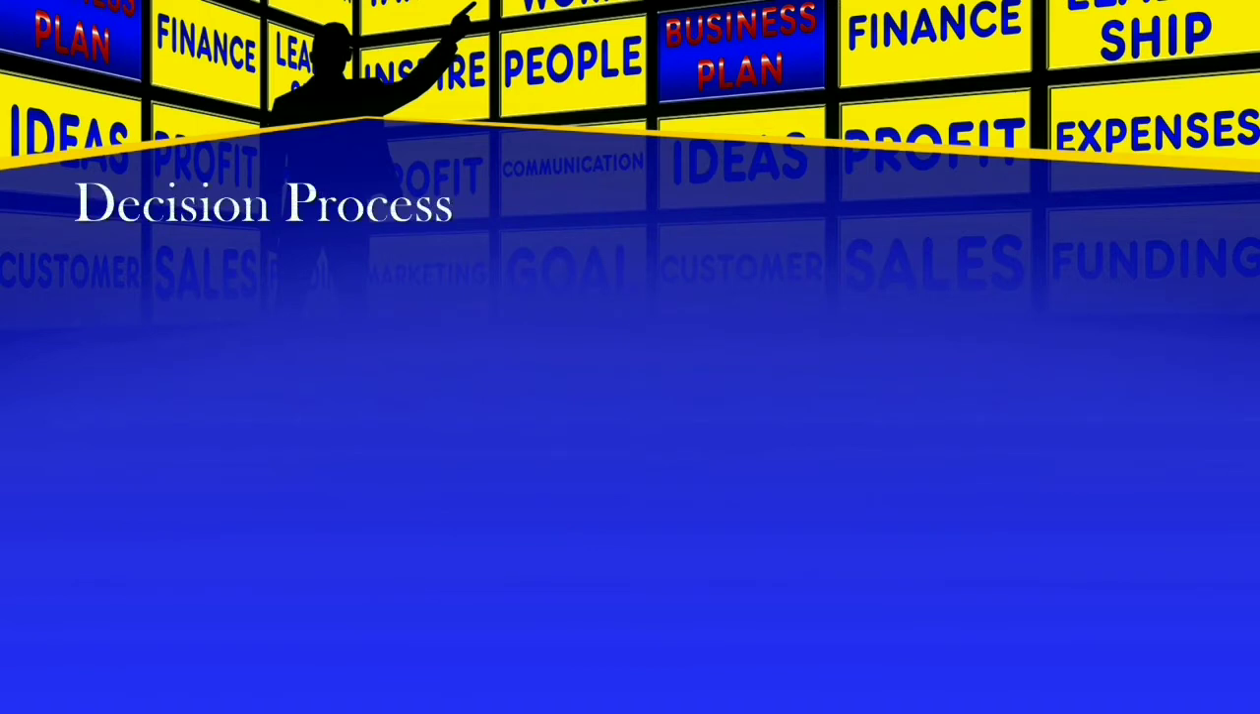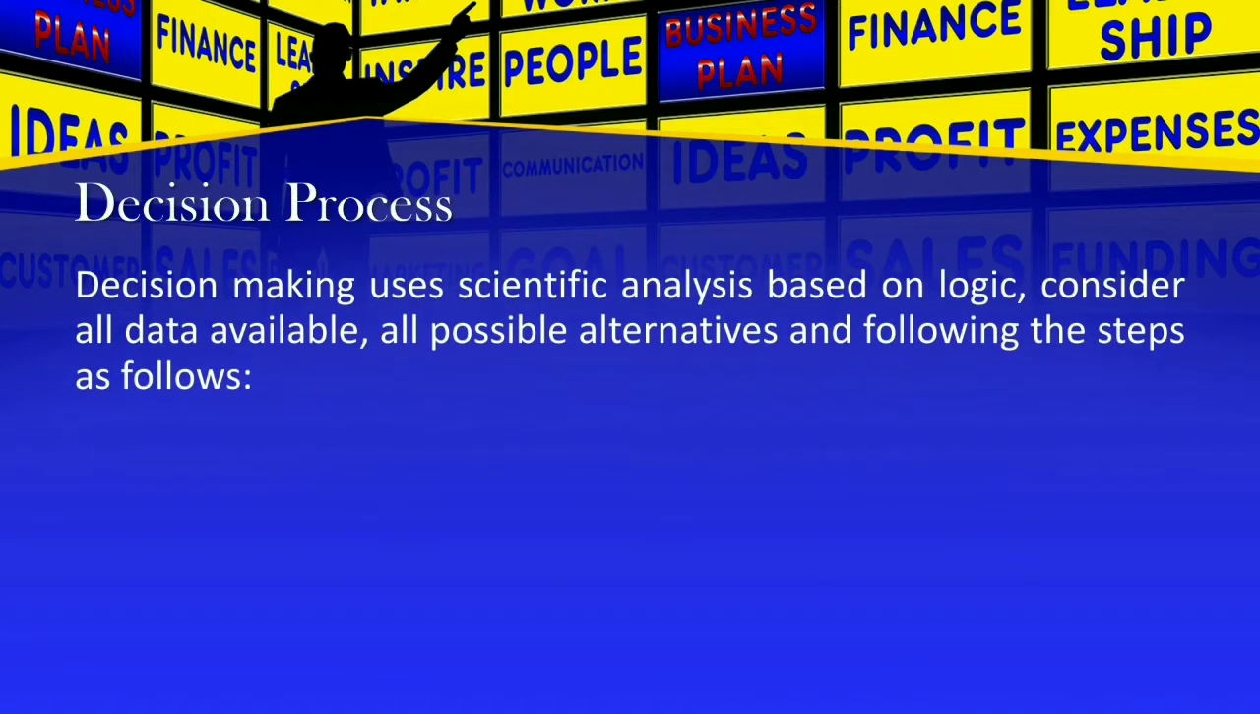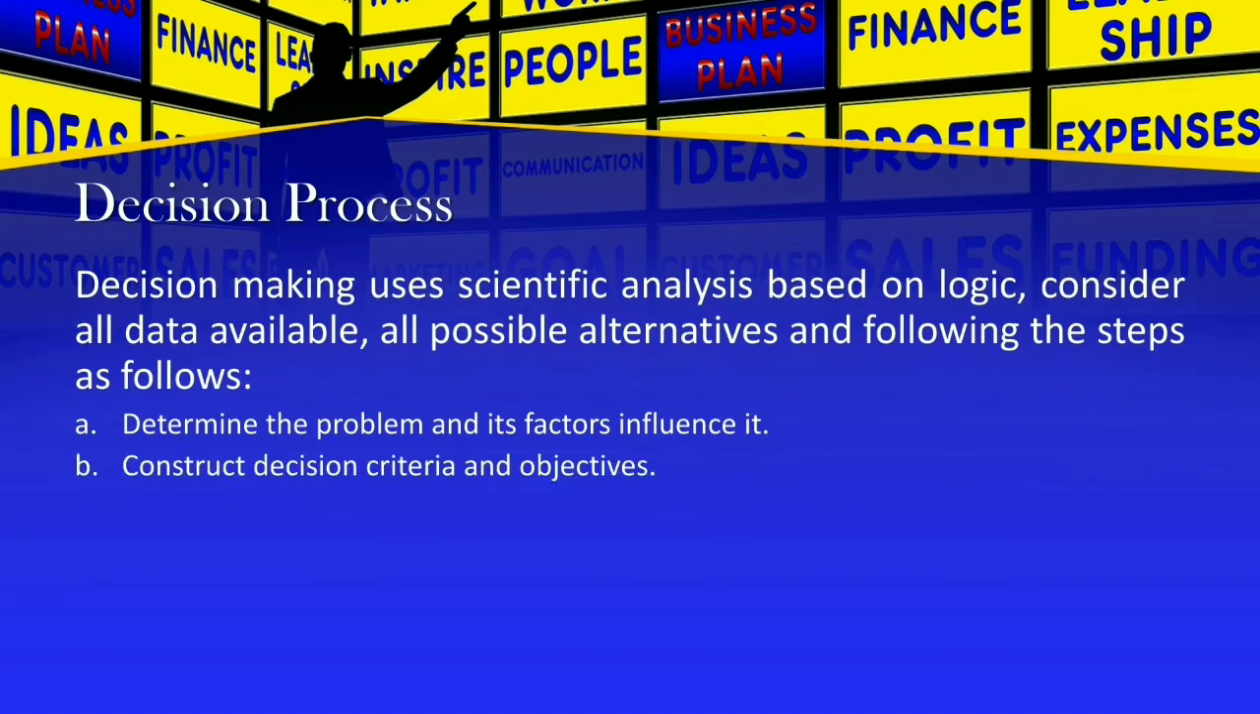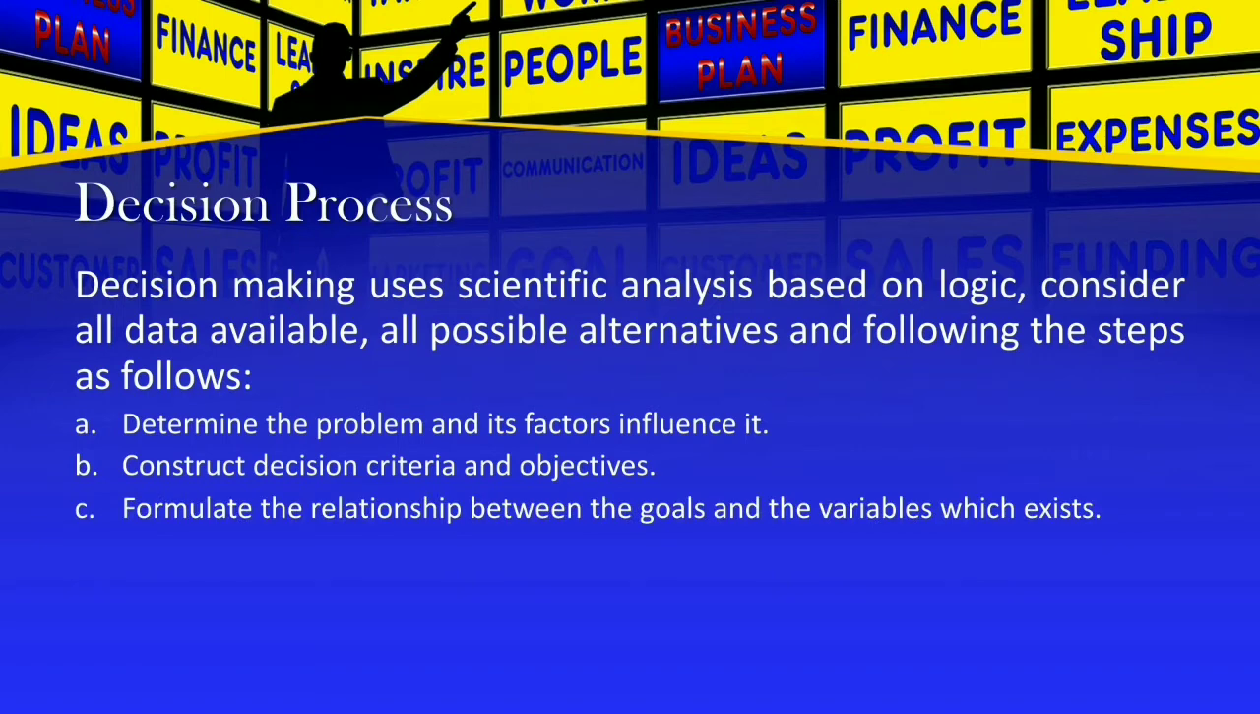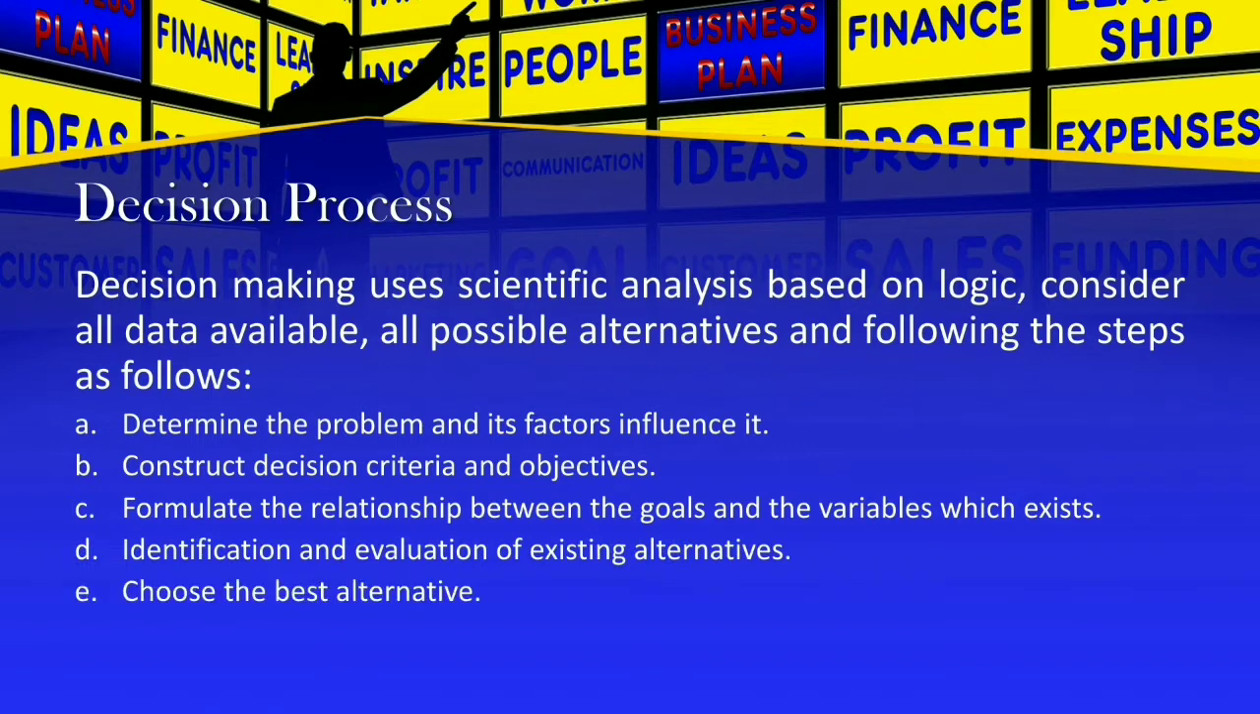Decision process. Decision making uses scientific analysis based on logic. Consider all data available and all possible alternatives, following these steps. A. Determine the problem and the factors influencing it. B. Construct decision criteria and objectives. C. Formulate the relationship between the goals and the variables which exist. D. Identification and evaluation of existing alternatives. E. Choose the best alternative. And F. Implement the decision.